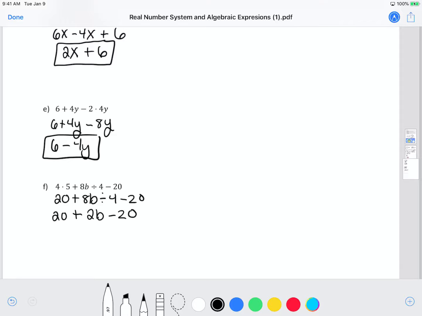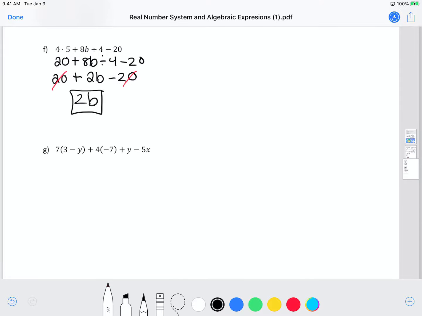And now I want to do the addition and subtraction left to right. I can't combine that 2b with anything because I don't have another term with b in it. But I can take the 20 minus the 20 and get a 0. Those disappear, and I'm left with 2b.